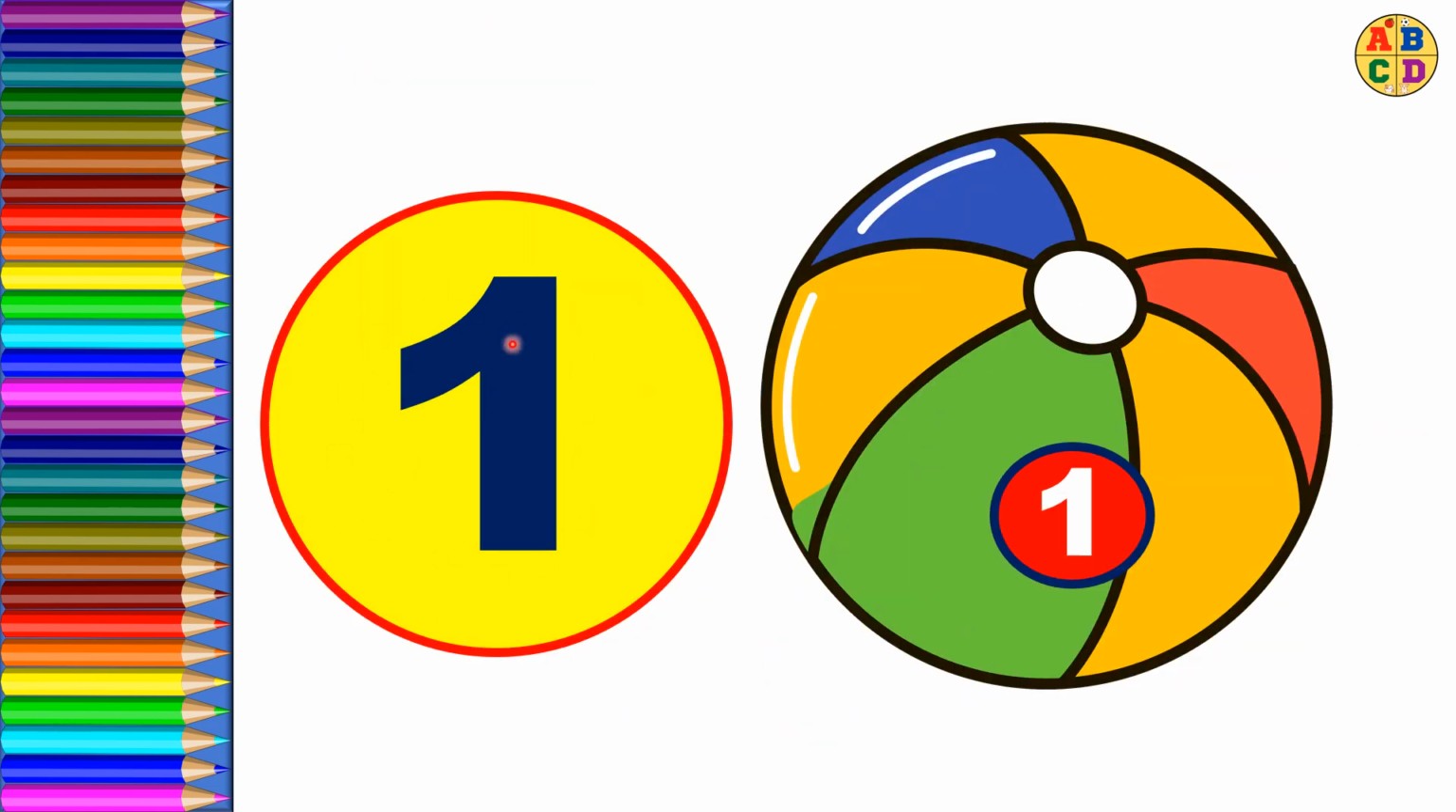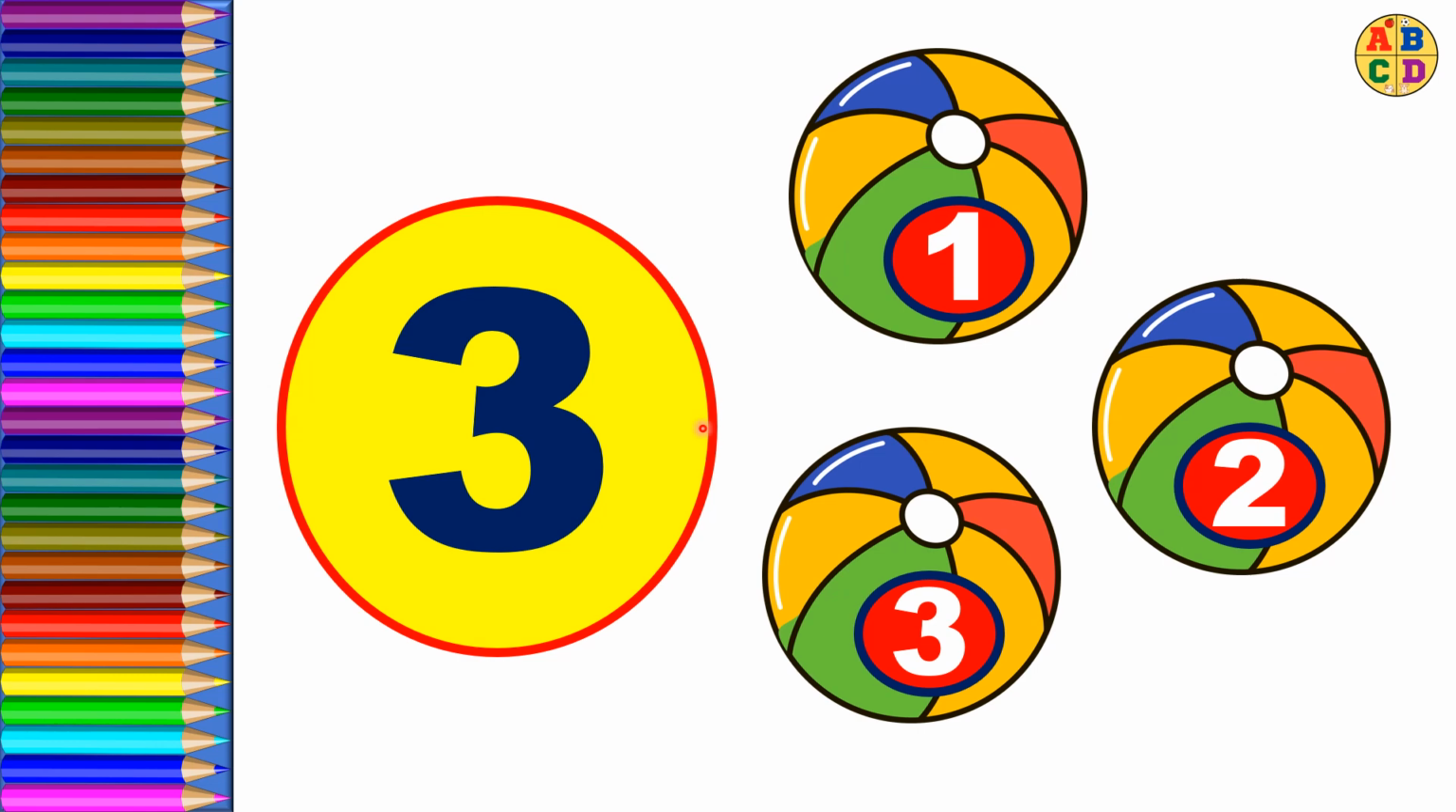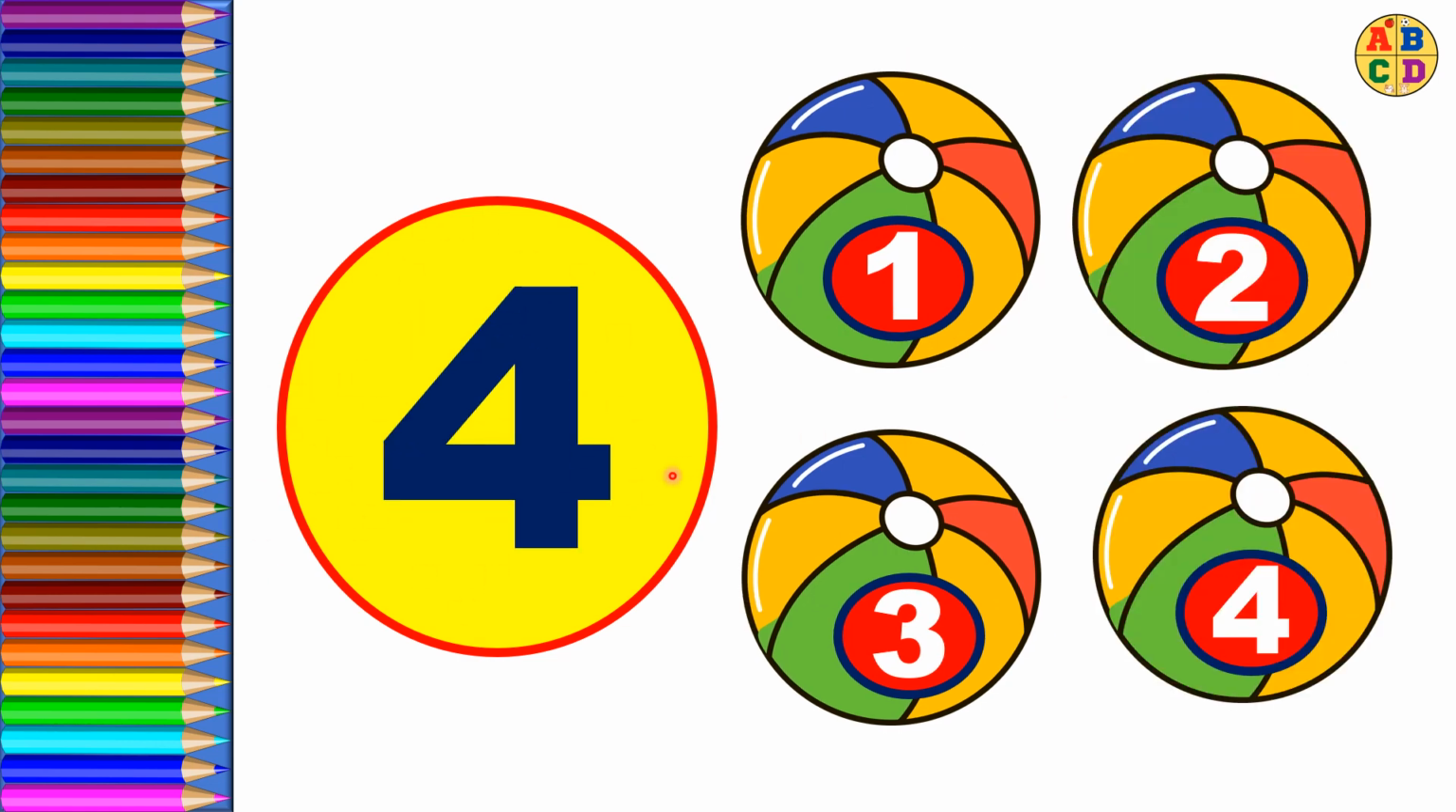Start from 1. One ball. One colorful ball. Next 2. One, 2. Two colorful balls. Next, 3. One, 2, 3. Three colorful balls. Next, 4.